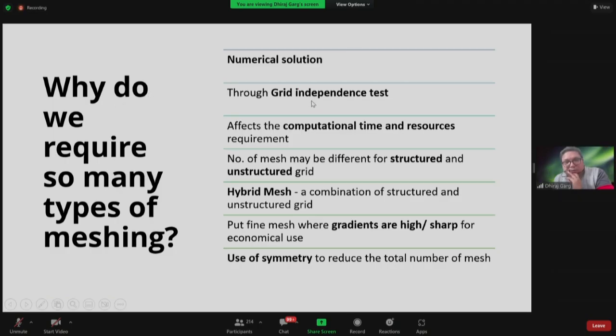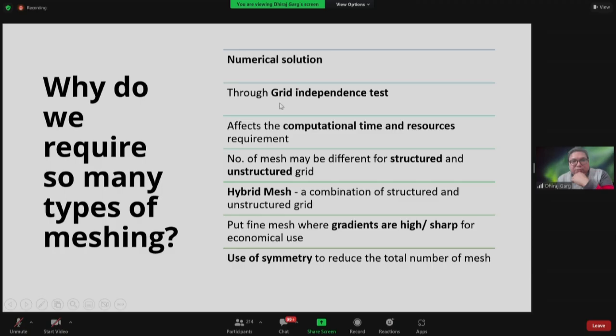So in numerical solution, one portion that has been covered earlier is the grid independence test. Now, why do you require a grid independence test? Already covered by Professor Harikishni. Now, the important outcome of that grid independence test is the increased number of meshing, because you need to have a certain number of meshing at certain places. Certain places means those areas where you expect the variation gradients to be higher. So you need to capture them. So when you do that, the overall number of meshing may increase. Now, what it does is that it increases your computational time and resources.